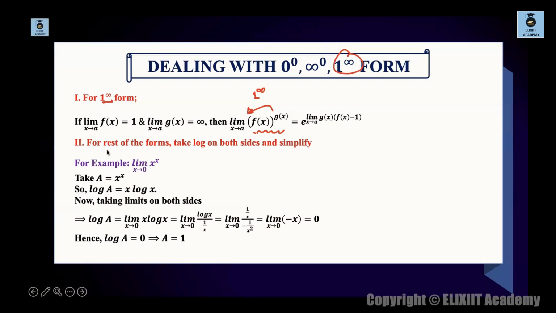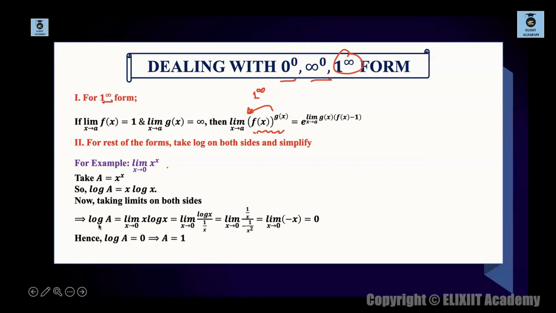And look at the second one. It says for the remaining forms, 0 raised to the power of 0 and infinity raised to the power of 0, what we do is we simply take log on both the sides and simply solve. For example, x raised to the power of x as x tends to 0, a very famous question. We just simply take log over here like this, and then simply take limits on both the sides.